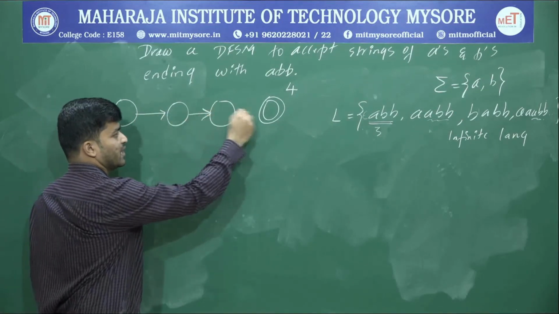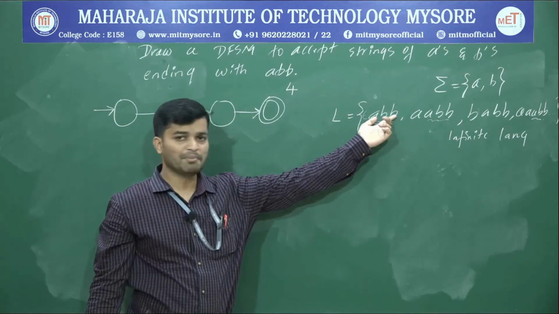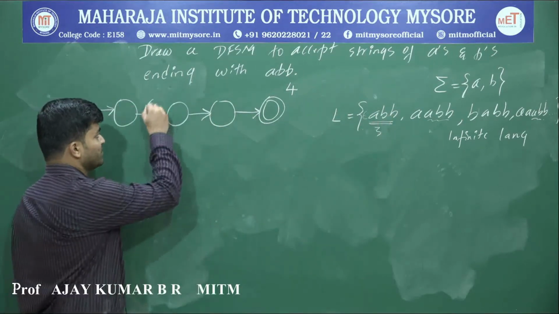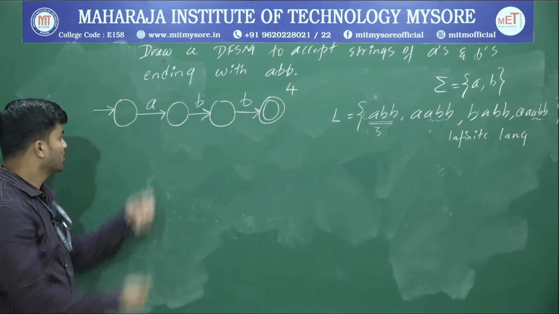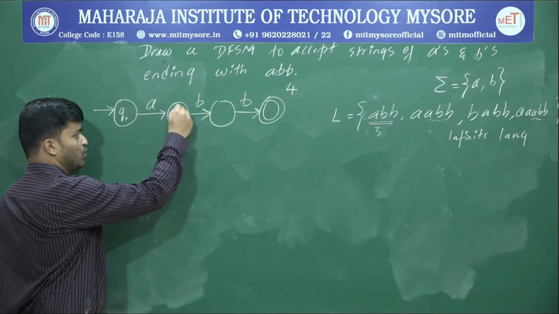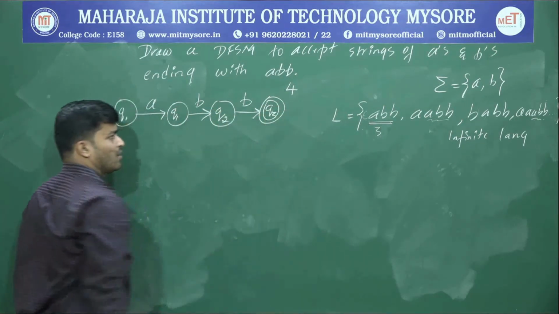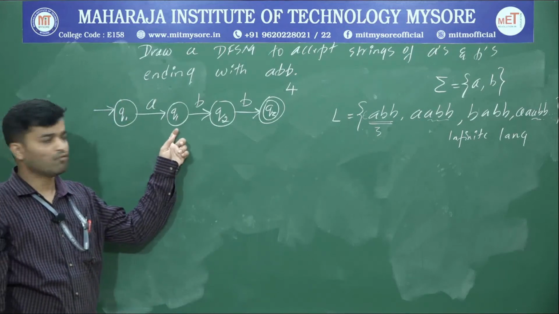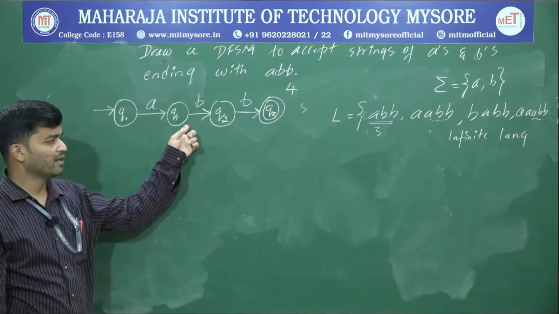Next connect all these 4 using an arrow, a connector. Whatever string we have here, ABB, you write that as it is, and name the states Q0, Q1, Q2, Q3. So now this becomes the skeleton.